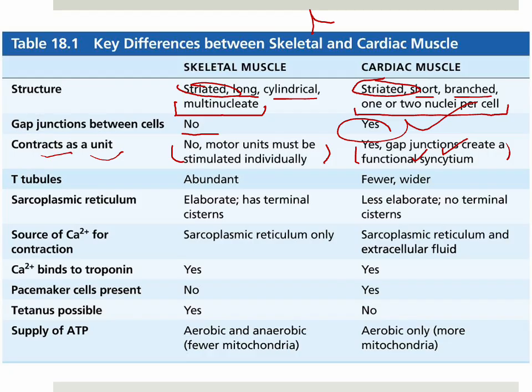The tubules are abundant, and they have a contraction function. The thing that you guys need to know for this matter is that the cardiac muscle doesn't have them or has fewer and they're wider, okay? Sarcoplasmic reticulum is a structure that is in all muscles and is where some ions are stored. In the sarcoplasmic reticulum, it has terminal cisterns, and this is specific to the contraction of the skeletal muscle. In the cardiac muscle, you don't need it because it's not the function that is expected in this area, okay?